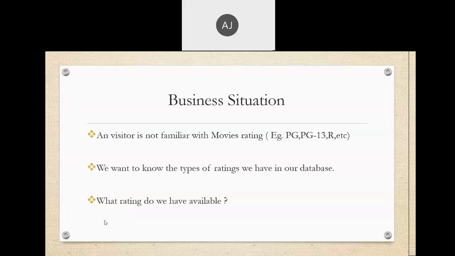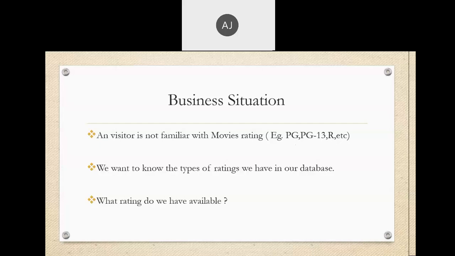So here is the situation. A visitor is not familiar with movie ratings. This is the American movie rating system, the Motion Picture Association. The visitor of a country doesn't have knowledge of movie ratings, like what is PG, what is PG-13, etc. These are the movie ratings of motion pictures. So don't worry about that. We have ratings like A plus, B plus, whatever. So these are the ratings of movies.